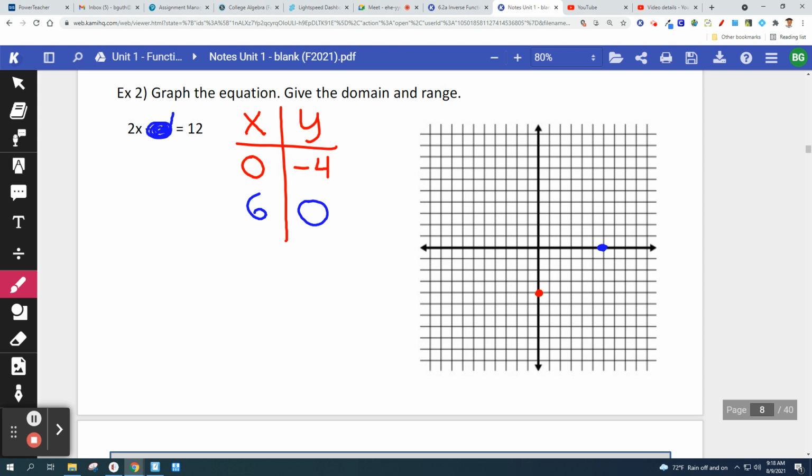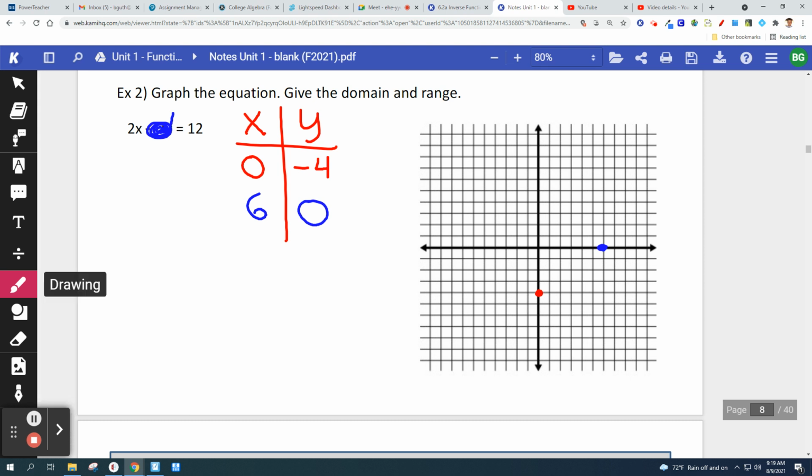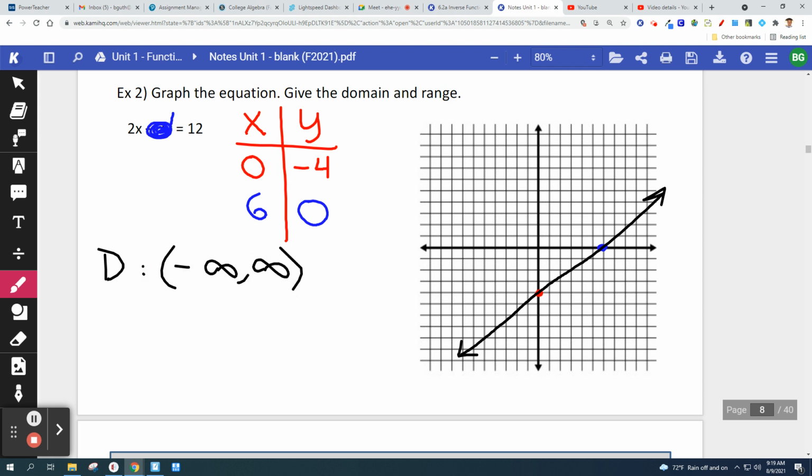2 points is enough. That's enough for me to know what this line looks like. I don't have to have 5 points. 2 should be enough. So shoot your line through. And then the domain, squash it on the x. That looks like all real numbers. Range, same thing. Squash it onto the y. It's going on forever and ever. Domain and range, all real numbers.